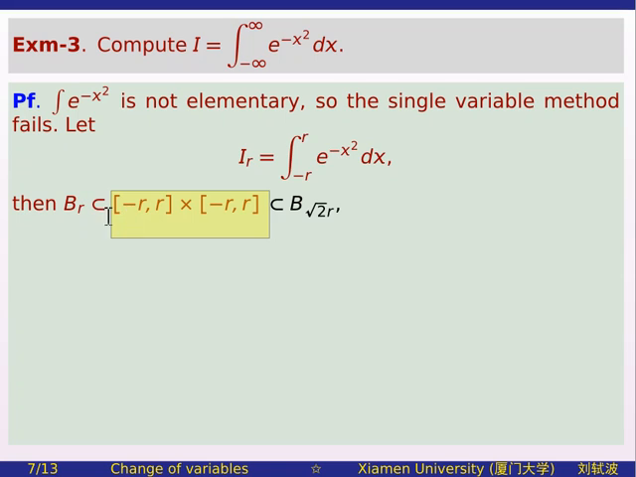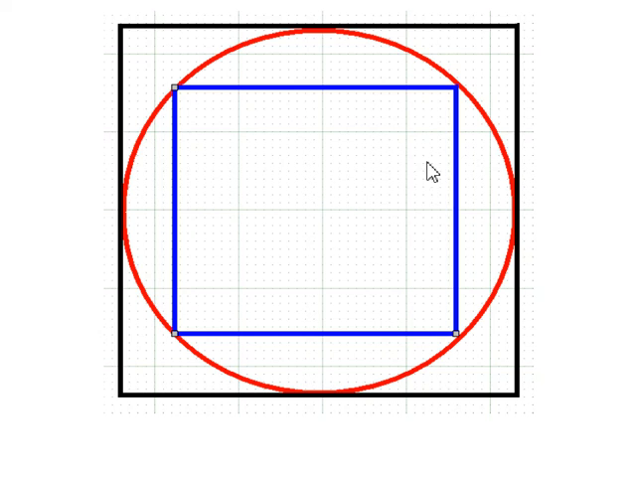This is quite obvious because the length of the edge of this rectangle is 2R, precisely the diameter of B_R, and the center is the origin. Both the center of the disk B_R and the rectangle is the origin. Therefore, this is easy to see. Moreover, this rectangle with side 2R is contained in the disk with radius square root of 2 R. This can be seen from this picture.